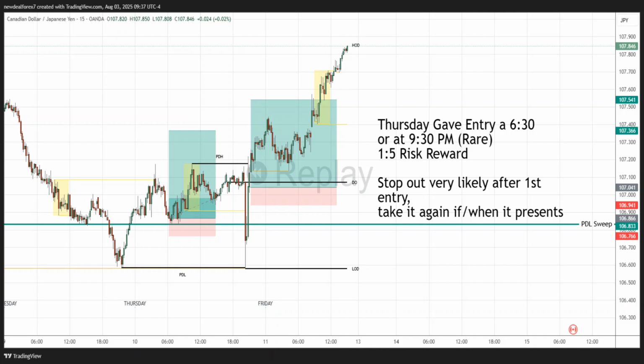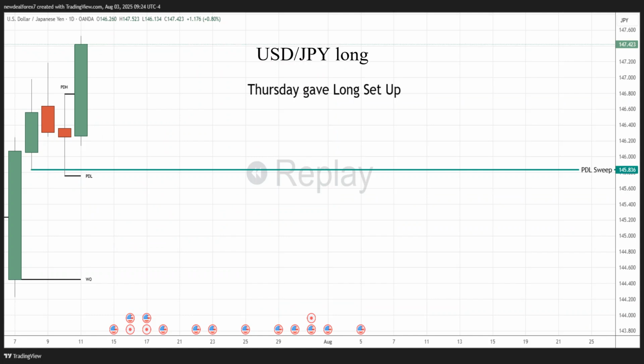So on the next one, dollar yen, Thursday was the only one that gave a decent long setup. So it was on this low. Thursday swept Tuesday's low. This is Monday. This big long candle here is Monday. This is Tuesday. That's Wednesday. Thursday swept the low of the day here, closed back inside of it, and then boom, a big expansion candle to the upside right there.